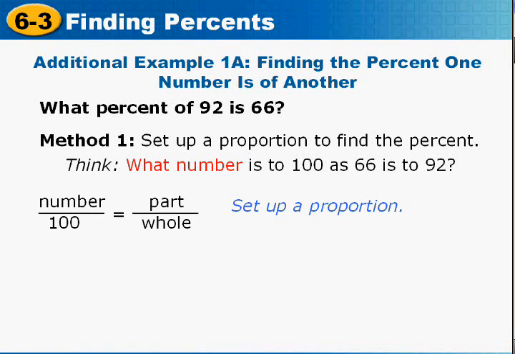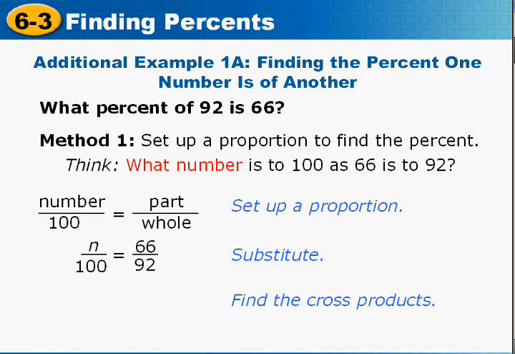First, I'm going to set up the proportion. What number over 100 equals part out of whole? So, substitute. We don't know the number we're looking for, because that's our percent out of 100. And part out of whole, 66 out of 92. This is how we know that it's the percent of 92. Why would we want the percent of part of something? We want the percent of the total. And 66 is out of the 92, so that's how our substitution worked.